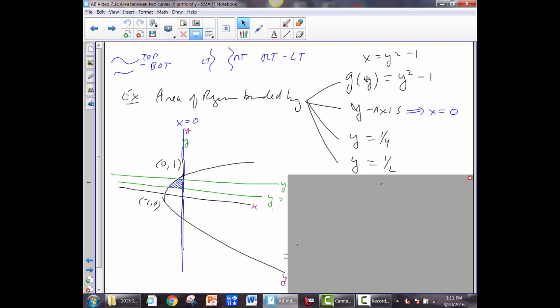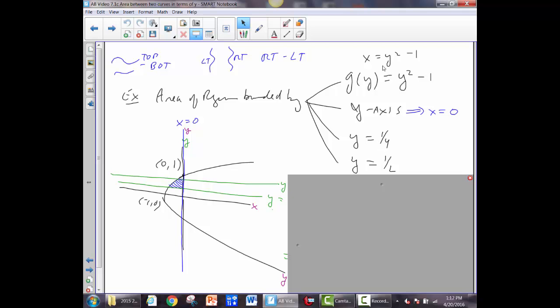So here's a perfect example. The function they're giving you is g of y equals y squared minus 1, which is x equals y squared minus 1. So right away, it's in terms of y. Chances are, if the function is given to you in terms of y, your best bet is to leave it in terms of y. So it's bordered by that function, the y-axis instead of the x-axis, and two horizontal lines, y equals a half and y equals a quarter, instead of two vertical lines.